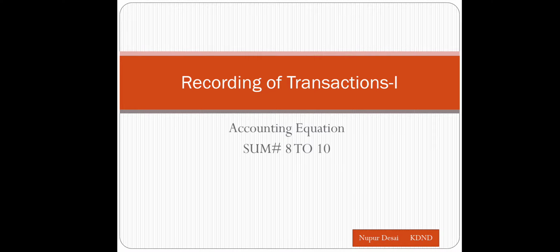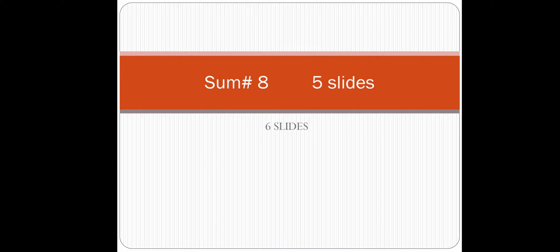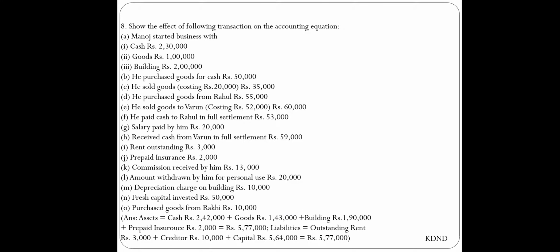Now we are going to understand about the accounting equation in the chapter named Recording of Transaction Part 1. In this I will be covering sums number 8 to 10 of the NCERT textbook. All the previous sums are available in the previous videos. Sum number 8 starts with this: show the effect of the following transactions in the accounting equation. So here the sum is given and we are going to tackle the transactions one by one.